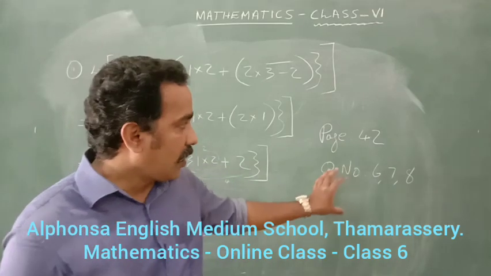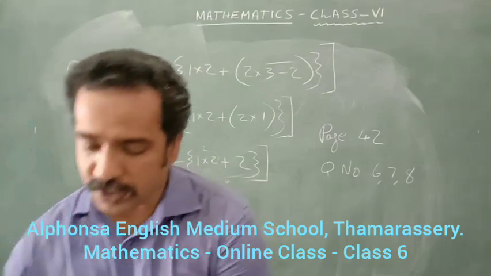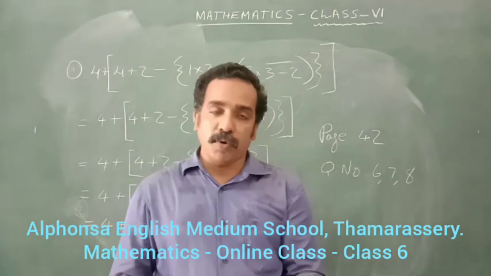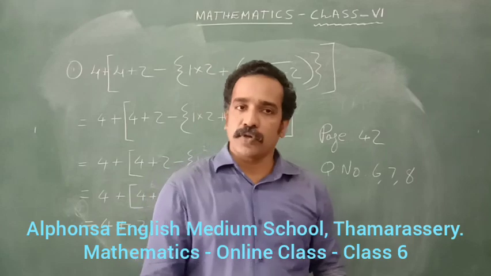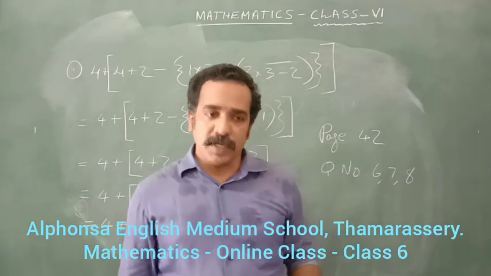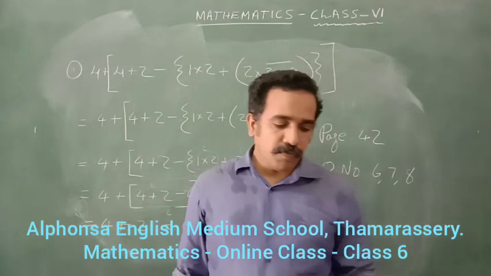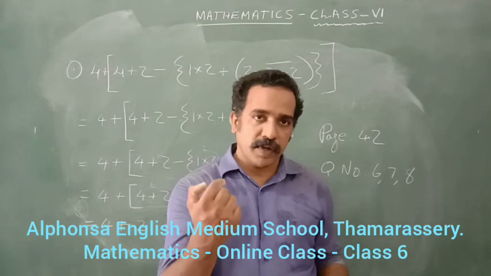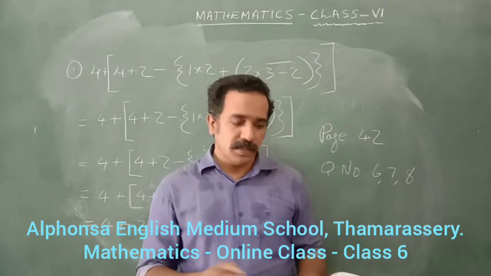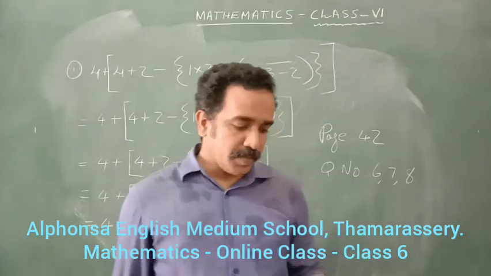I will explain the questions now. Listen carefully. The sixth question: evaluate using BODMAS. We saw so many examples already of how to use the BODMAS rule. There are five questions, A, B, C, D, E. Those five questions you have to solve using the BODMAS rule.